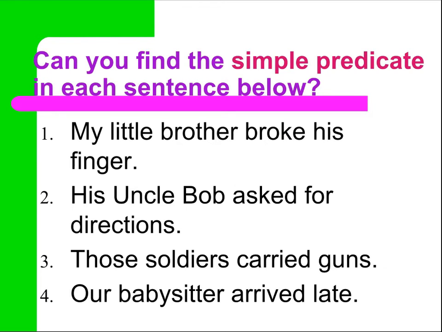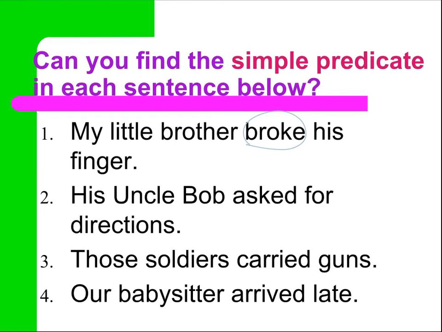Try to find the simple predicate in these sentences. Remember, you're looking for just one, maybe 2 words, but usually one. My little brother. That was the subject. What is the subject doing? He broke. That's the simple predicate. Try 2, 3, and 4 in your head. What do you think the simple predicate is?